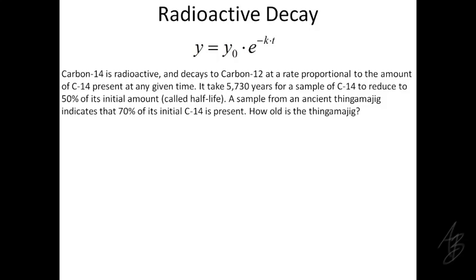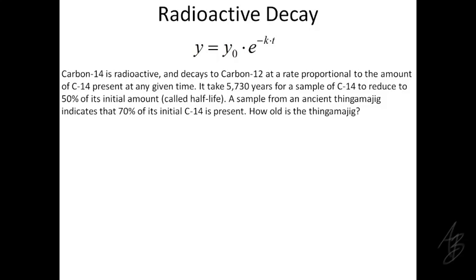So if we know the amount of carbon-14 and carbon-12 that an object starts with, or at least the proportions, and we know what they end with, then we should be able to tell how old the object is. It does take about 5,730 years for half of carbon-14 to reduce to carbon-12. This number is called the half-life. Half-life is just the length of time that it takes one element to decay into another, a radioactive element to decay into another.